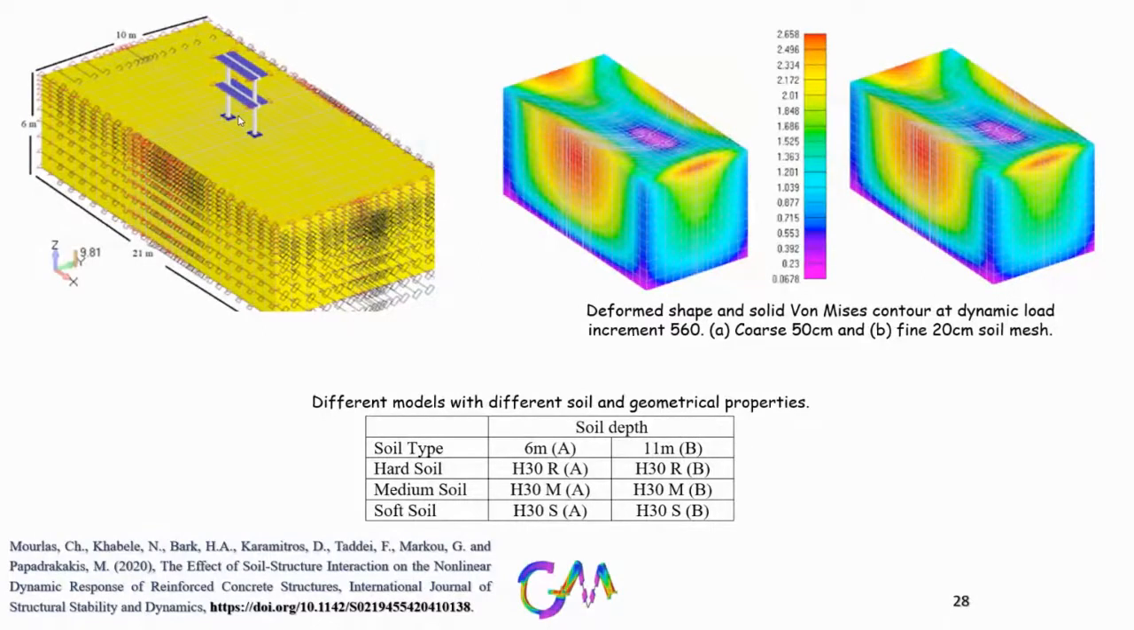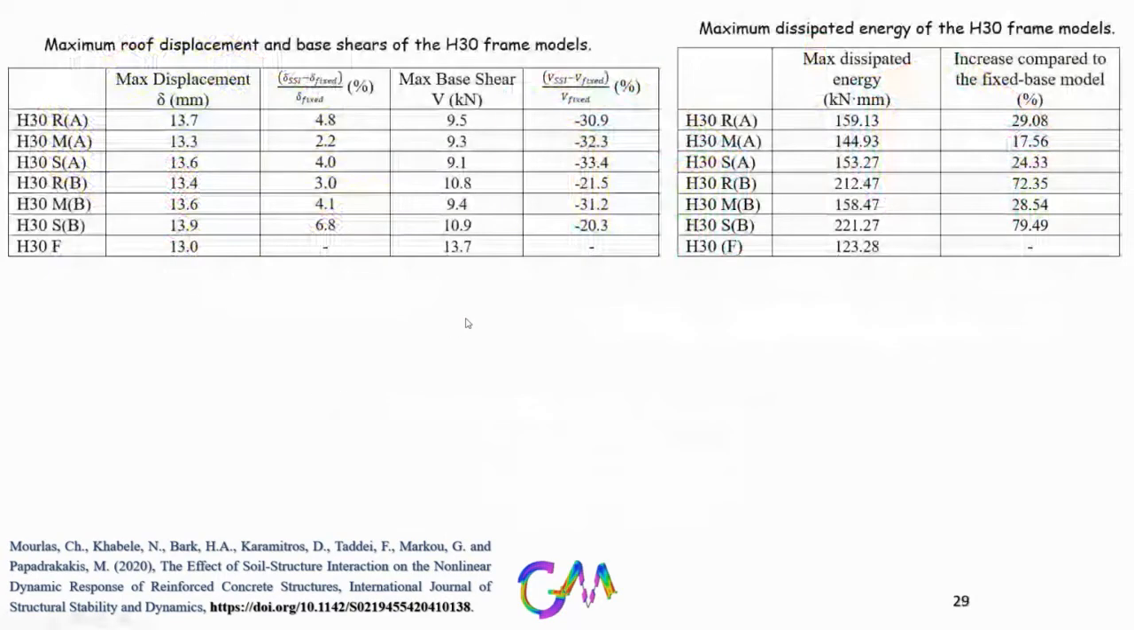let's remove the fixed support and replace it with soil, and perform the same dynamic nonlinear analysis, and then capture and quantify the soil structure interaction effect and the effect that it has on the superstructure's overall mechanical response.